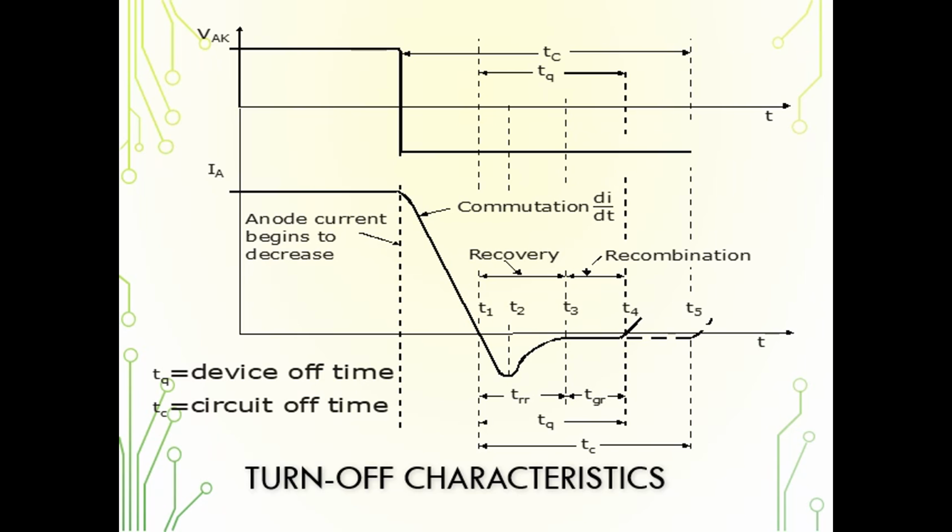If we are operating the thyristor with an AC supply, no problem. At every current zero crossing, we have a reverse voltage which applies across the thyristor and it gets turned off automatically.